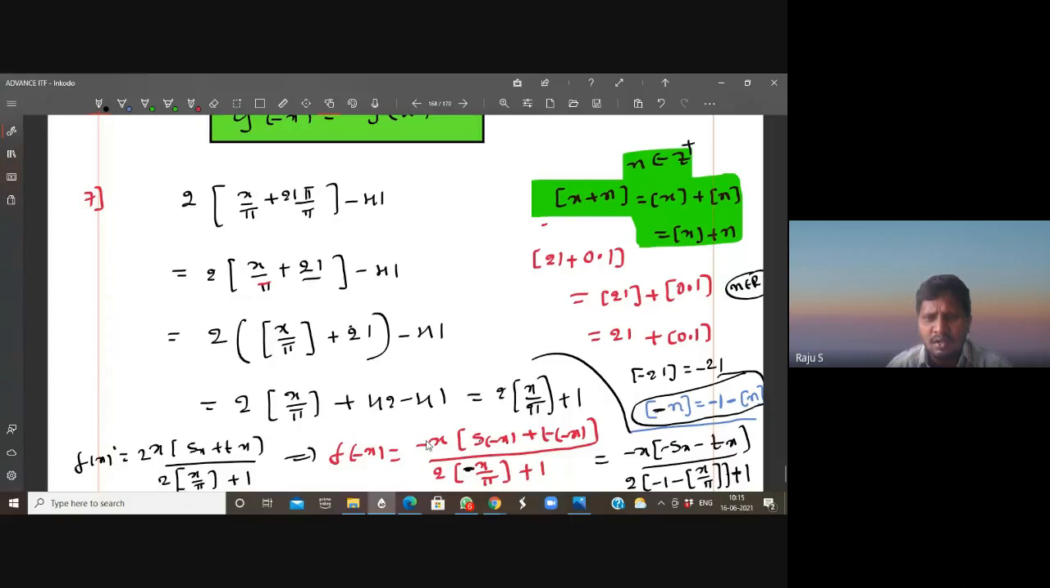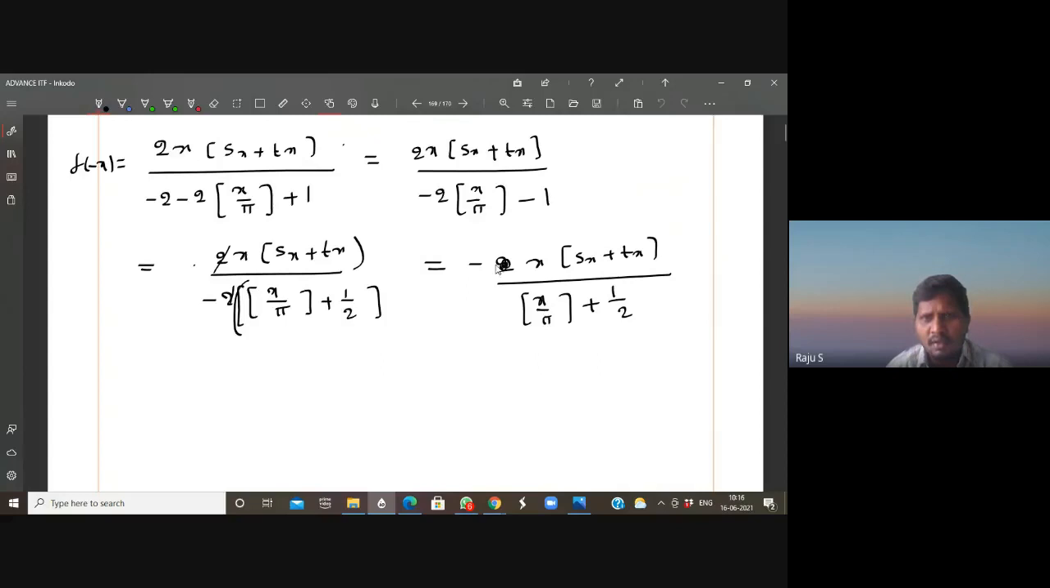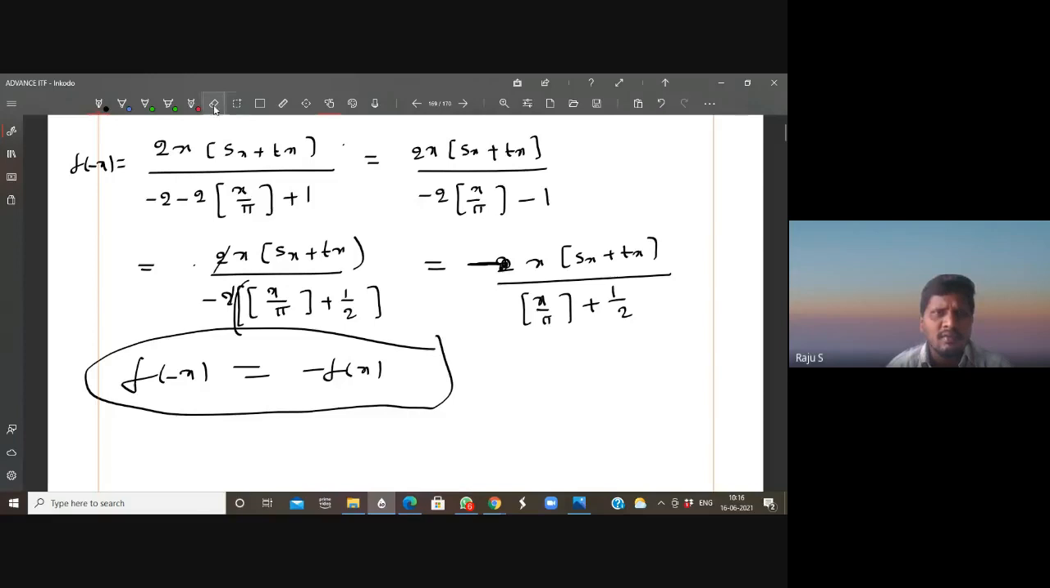Even now you no need to take 2 common also. Finally, we got this value 2 times of x by pi plus 1. Finally, this is equal to minus of f of x. If I don't take 2 common and cancel, this is directly f of x alone. So f of minus x is equal to minus of f of x. Even function or odd function?